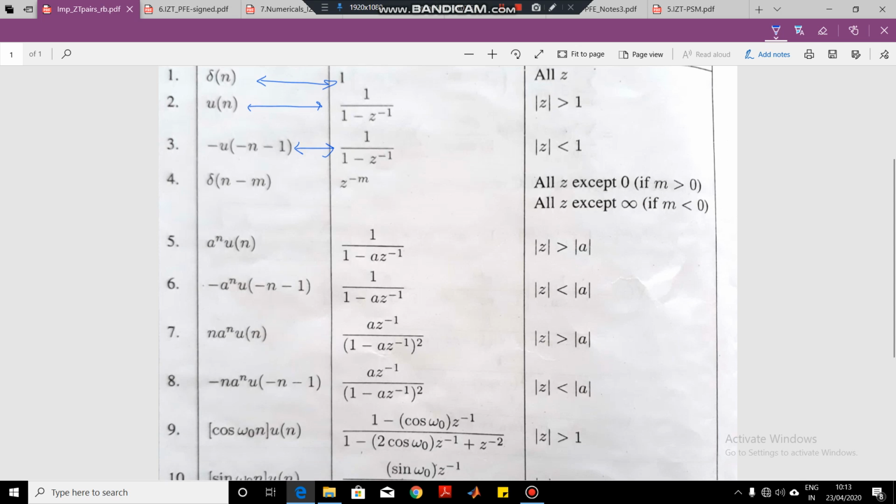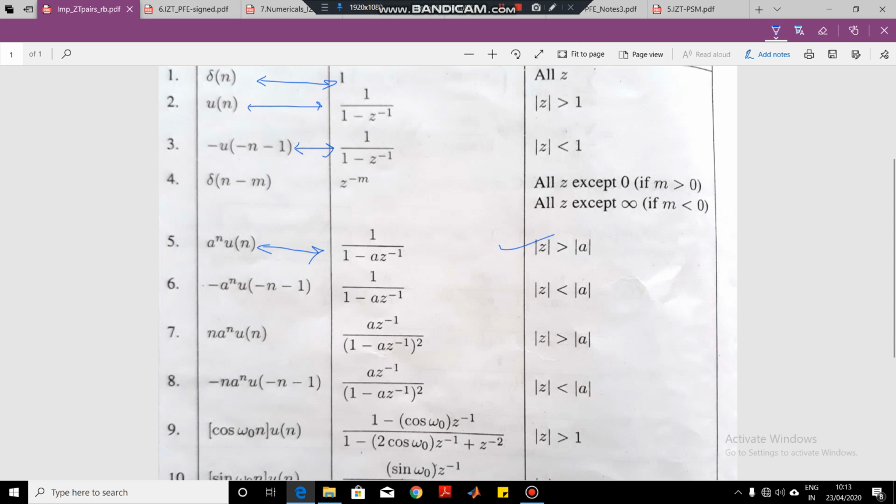So this a can be anything. It can be 2 raised to n, so it is 1 upon 1 minus 2 z raised to minus 1, or 0.5 raised to n, so 1 upon 1 minus 0.5 z raised to minus 1. So this is again a standard pair. We have to remember the standard pairs. Such pairs will come again and again, and since this is the causal signal, the ROC is mod of z greater than a. So the greater than sign is important.